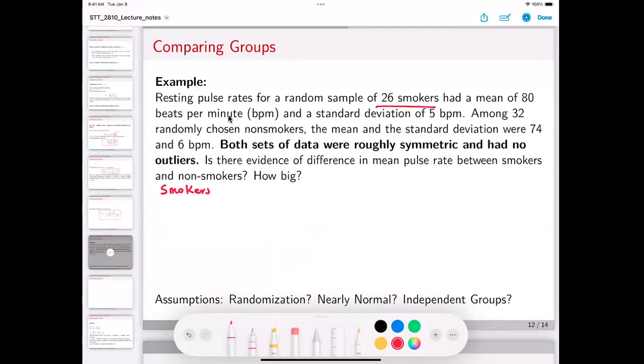Let me use N1 to represent that. So N1 gives me 26. N1 represents the sample size for smokers. And then we are told that their mean is 80. You can use X bar 1 or Y bar, whatever, it's the same thing. 80. And then the standard deviation we're given is not the population standard deviation. It's a standard deviation based on the sample of 26. So that is S1, which is 5.